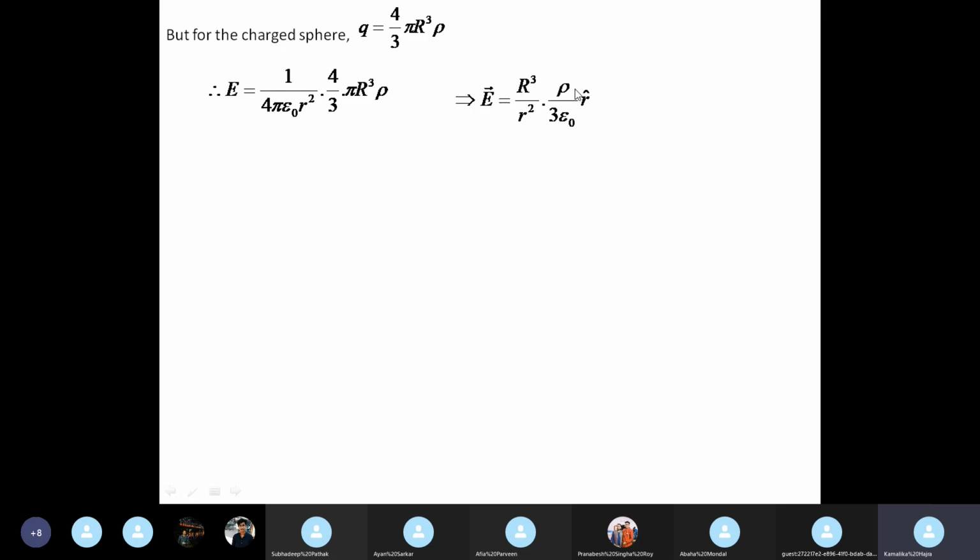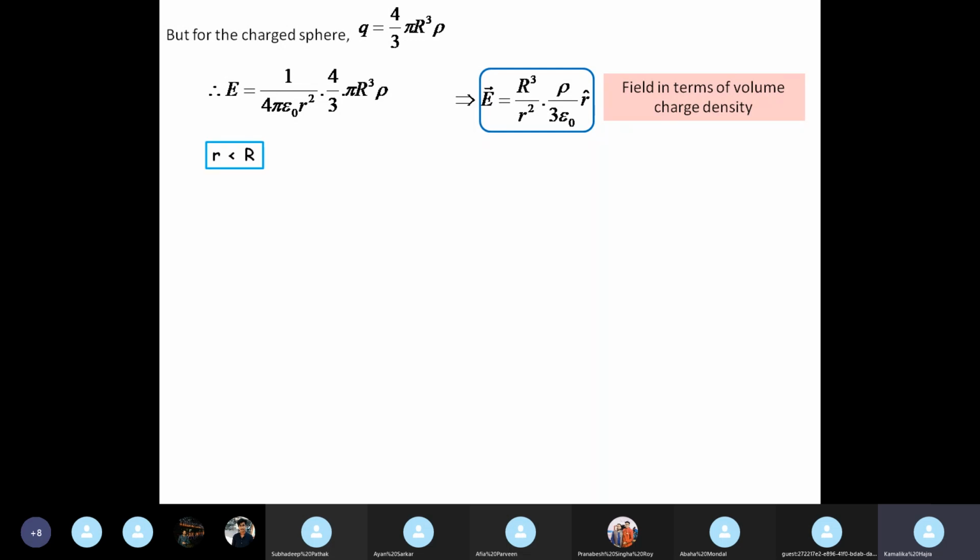So rho R cube by 3 epsilon naught is a constant for a given sphere. So it goes as 1 by r square and is directed along r cap. So this is the field in terms of the volume charge density when you are trying to calculate it at a point outside the sphere. Alright.